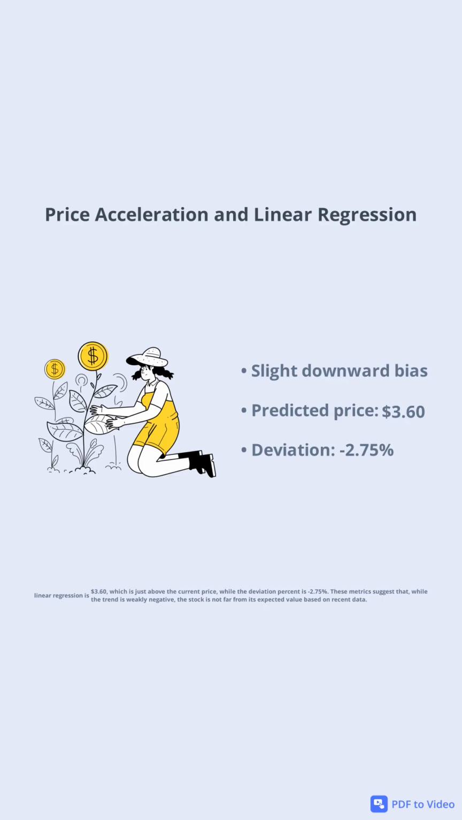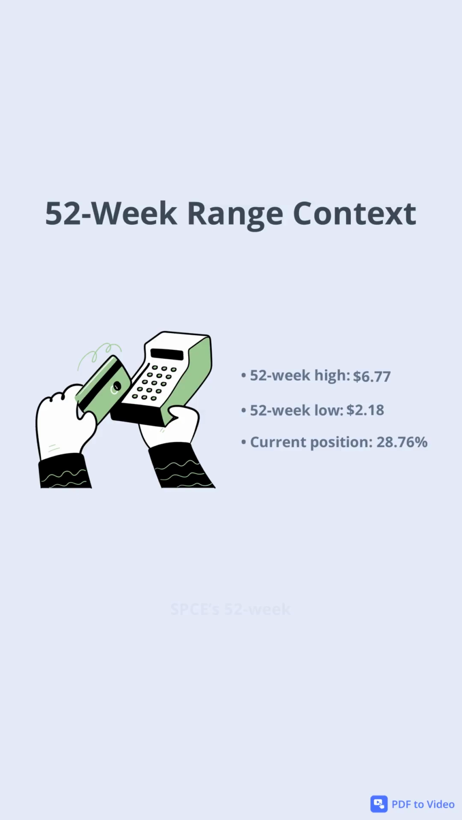on recent data. SPCE's 52-week high is $6.77, and its low is $2.18. The current price of $3.50 places it at about 28.76% of the way from the low to the high. This context is important for understanding where the stock stands in its longer-term cycle. Being closer to the lower end could mean the stock is undervalued, or it could reflect ongoing challenges. We'll see how this fits with other technical signals in the next scenes.